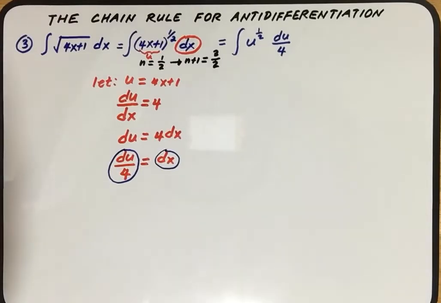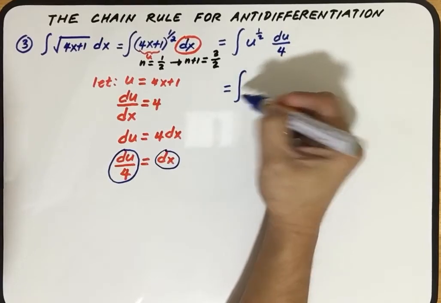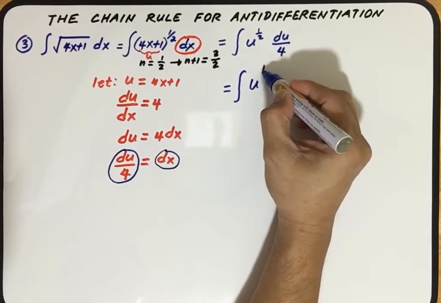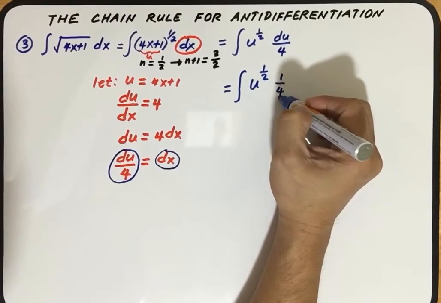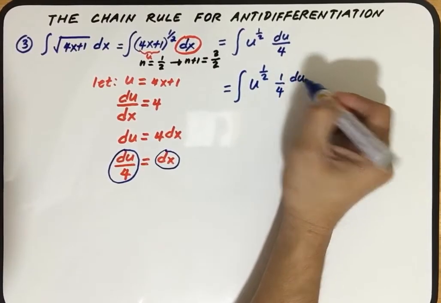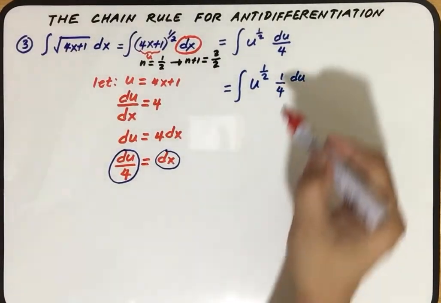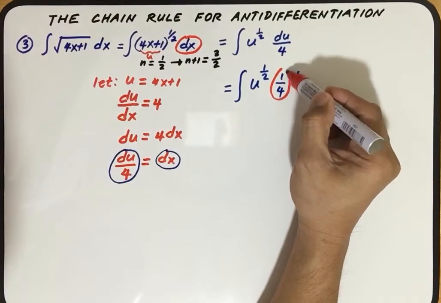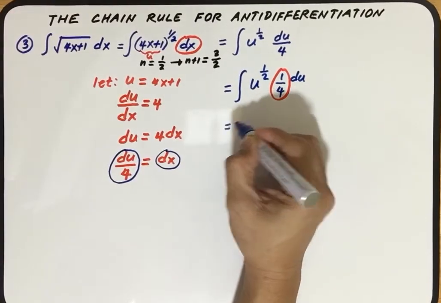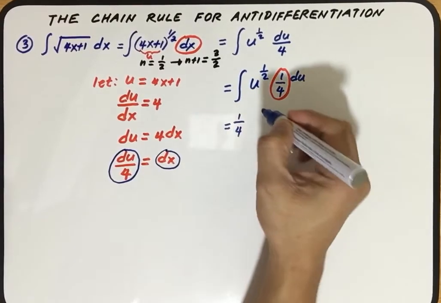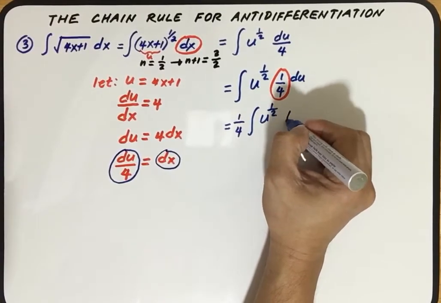Then this equals the integral of u to the 1/2 times 1/4 du. Right? They are just the same. So this 1/4 is a constant. Put this constant on the left side of the integral sign. So we have 1/4 times the integral of u to the 1/2 times du.